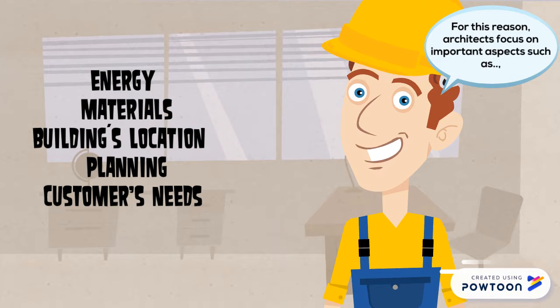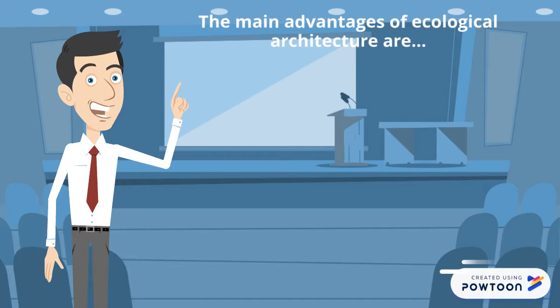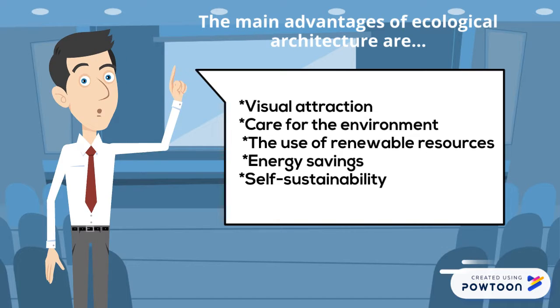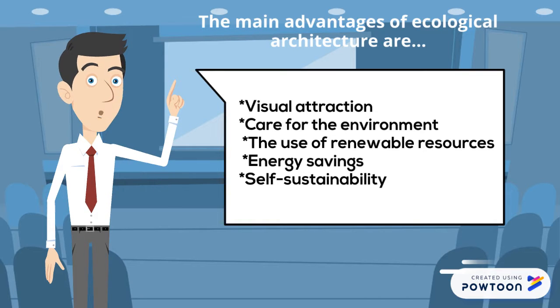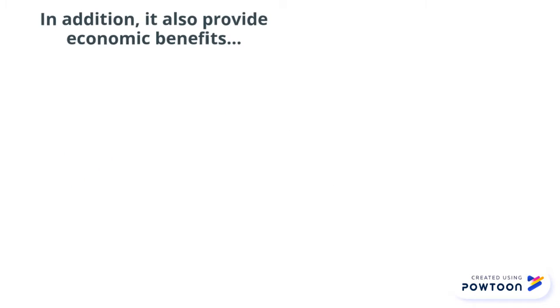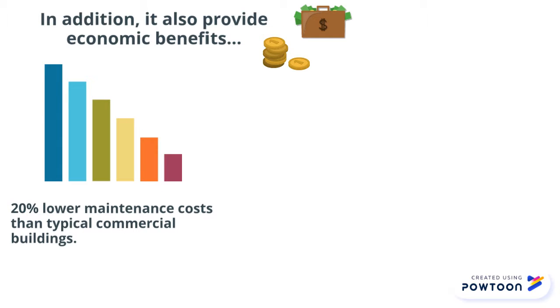About some of the advantages that green architecture has, we can find: visual attraction, care for the environment, use of renewable resources, energy savings, and self-sustainability. In addition, it also provides economic benefits. For example, according to the U.S. Green Building Council, green buildings have reported almost 20% lower maintenance costs than typical commercial buildings.